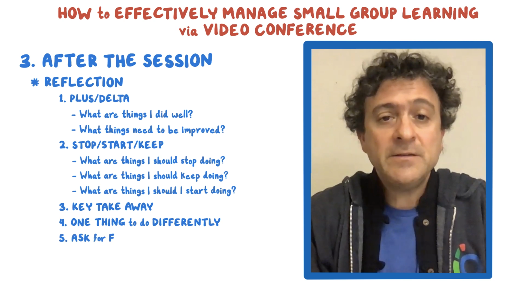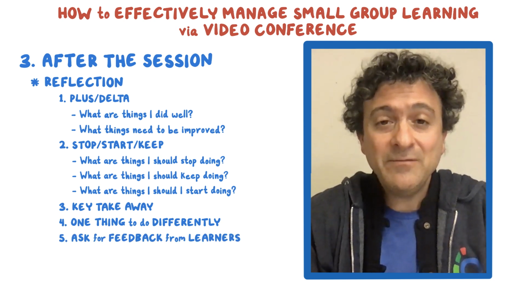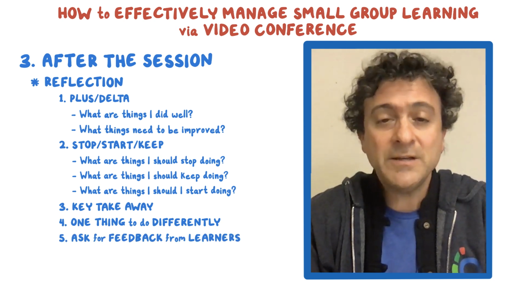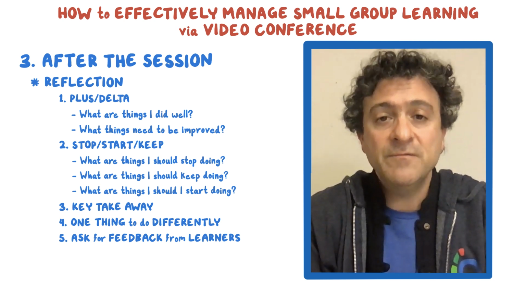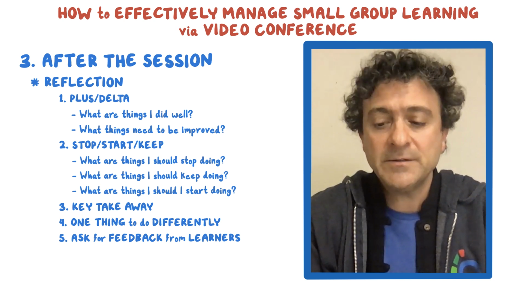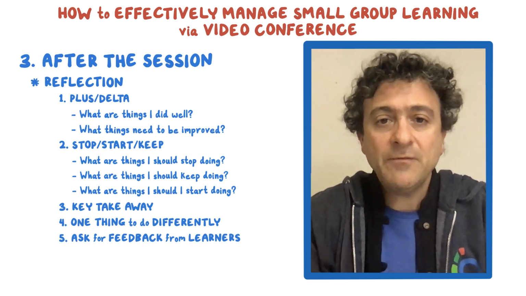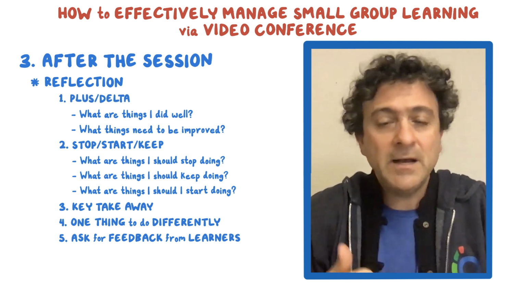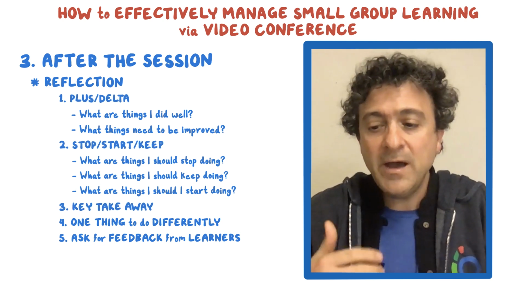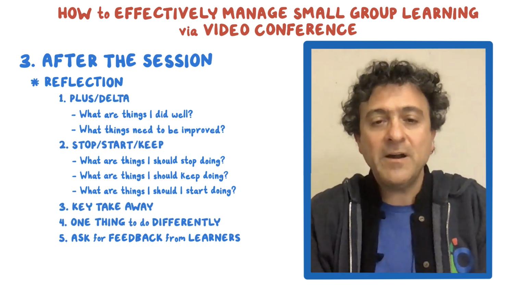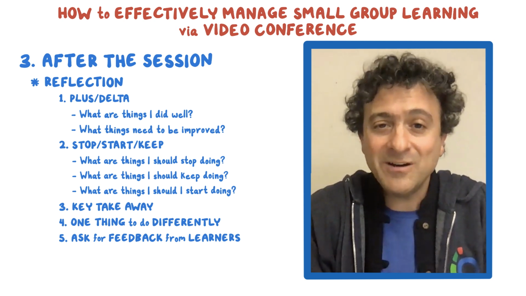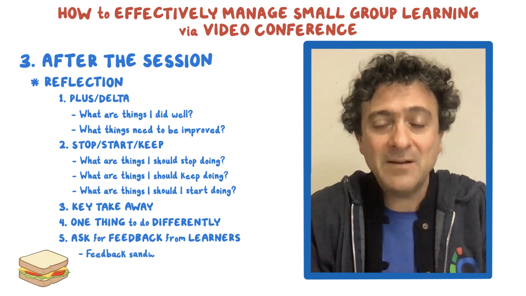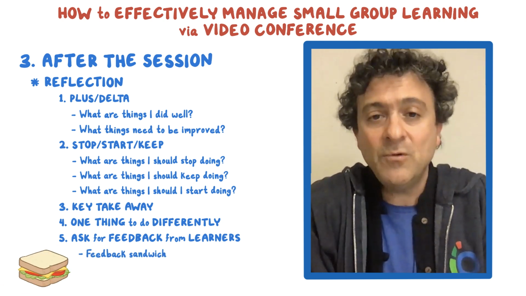And then lastly, solicit feedback from your learners. Let's be bravely asking our students to give us feedback on how we can improve our efficacy as video small group facilitators. So you can try any of the frameworks I mentioned above: plus delta, stop, start, keep, key takeaway, one improvement. Doesn't matter the framework, but have a framework so that you can use it. Better yet, how about you ask our students to give us the old feedback sandwich that we give to them when we give them feedback.